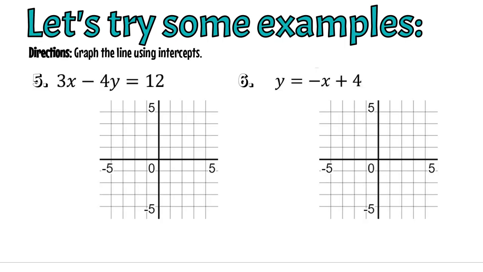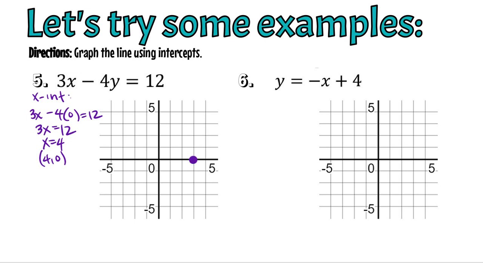So in these examples, we're going to find the intercepts and use the intercepts to graph. So let's find the x-intercept. Remember, when we find the x-intercept, we're just plugging in 0 for y and then solving for x. So we get 3x equals 12, so x equals 4. So our intercept is the point (4, 0). That's our x-intercept. So we can go ahead and plot that on the coordinate plane.